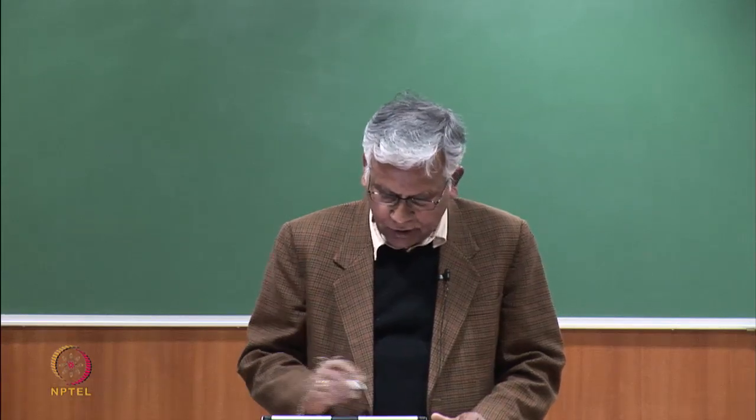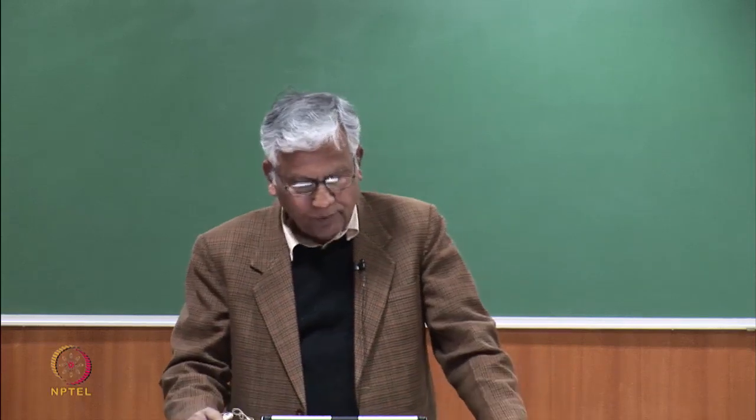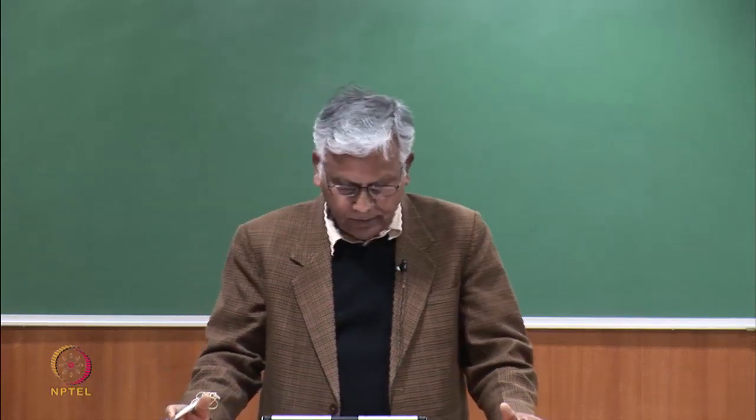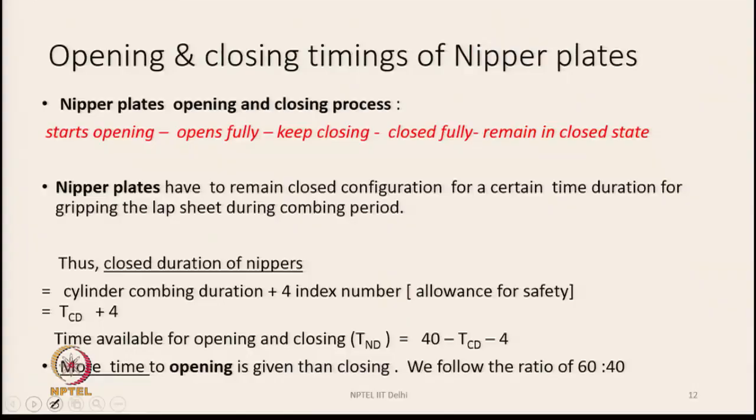Thus, the closed duration of the nippers is the cylinder comb duration, that anyway we have to keep, plus 4 index number we give, as an allowance for safety purpose. That is, we should make sure that we grip before the combing process starts, so that there is no chance that by the time the cylinder comb needle starts combing the fringe, the gripping remains incomplete. So, we keep some allowance so that we can start early and close a little late. So, therefore, this 4 index number is given to them.